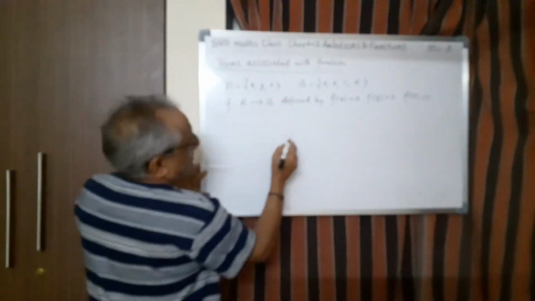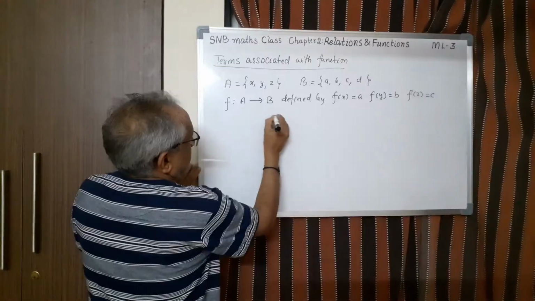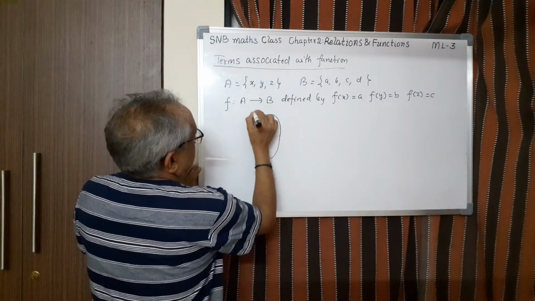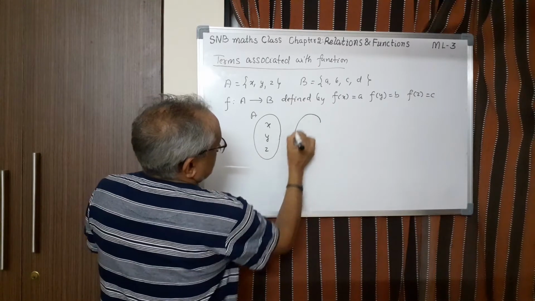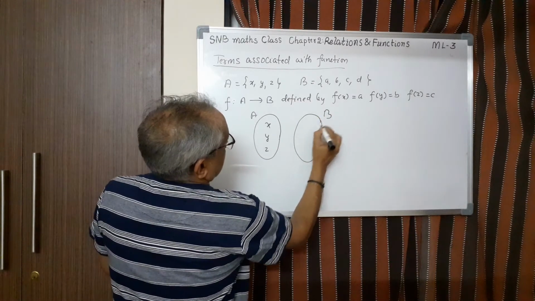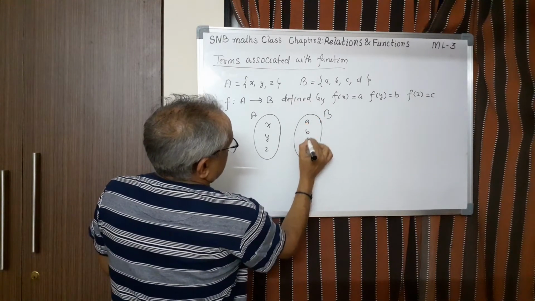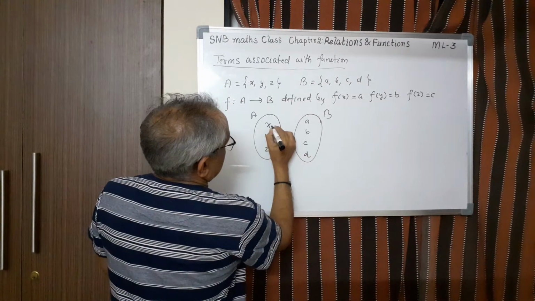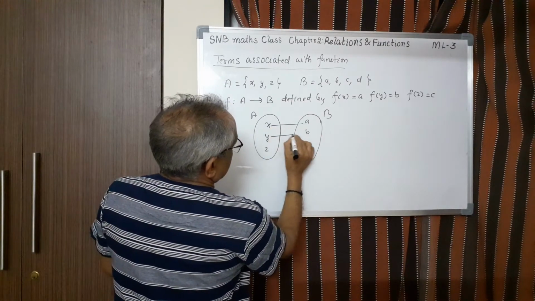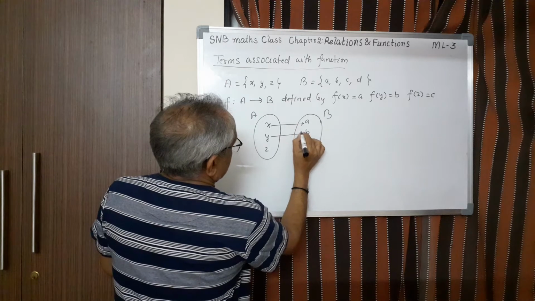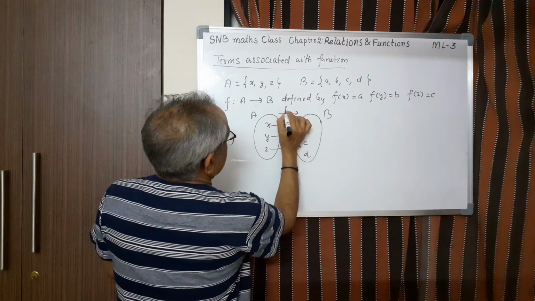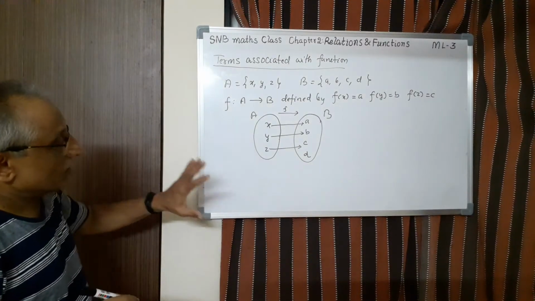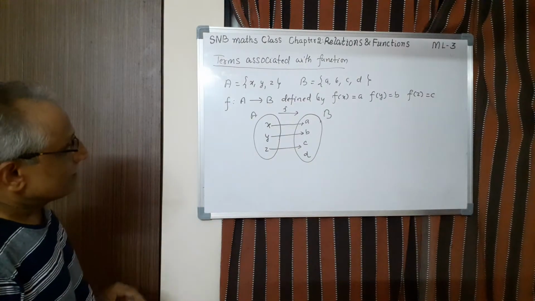So if you want, you can also draw the diagram. Say like this. This is A. Say x, then y, then z. Then here, say B: a, b, c, d. So x is going to a, y is going to b, and z is going to c. Here we should write one arrow mark, then f here. So this is the symbol, the ray diagram for the function.